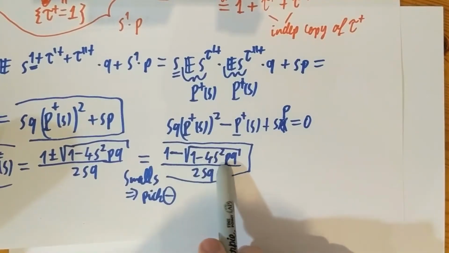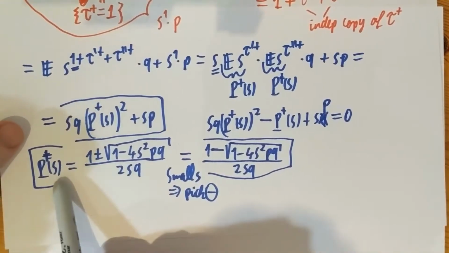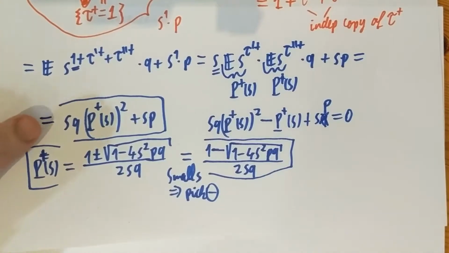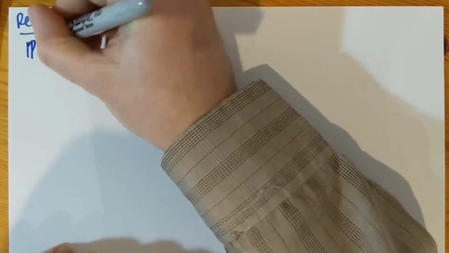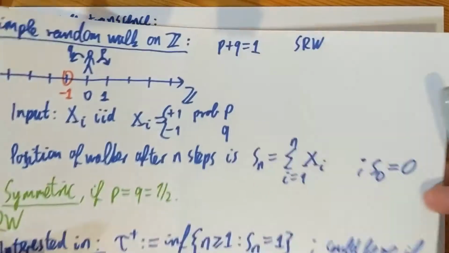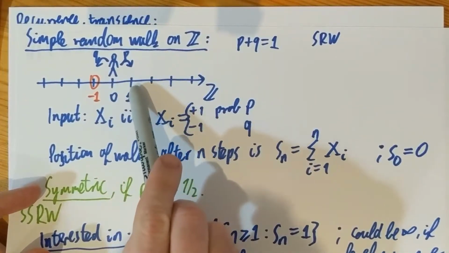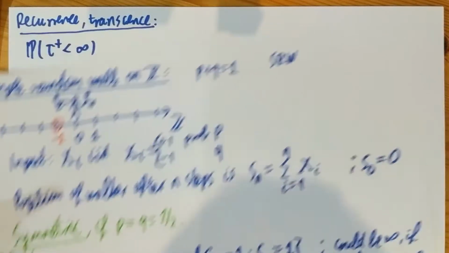And then we concluded that it has a nice generating function, which is of this form, 1 minus square root of 1 minus 4s squared pq over 2sq. This happened in the previous video, so that's the generating function. Okay, so now the first question I want to address here is, is that time finite? What is the probability that tau plus is finite? What is the probability that the walker ever finds themselves at level 1?